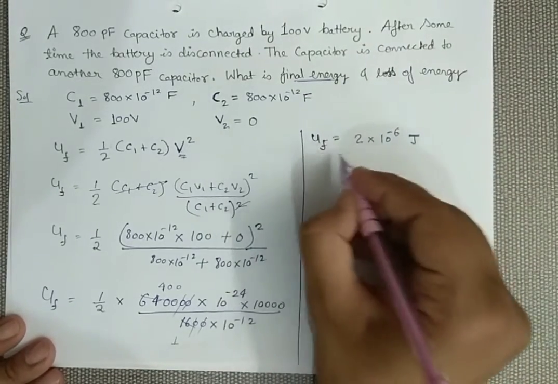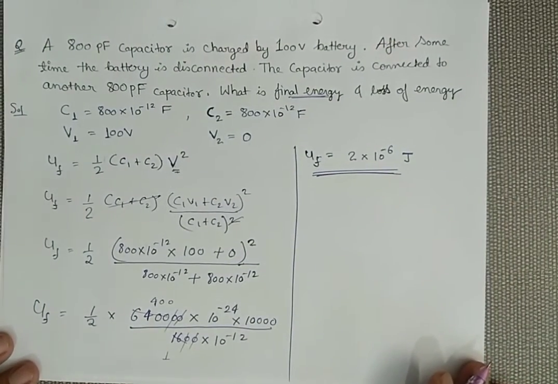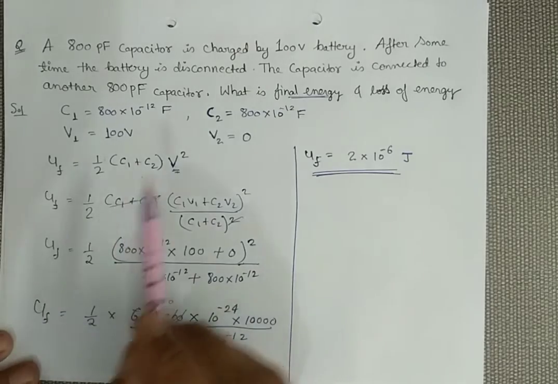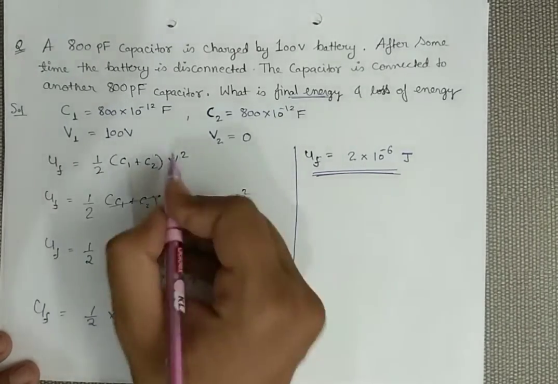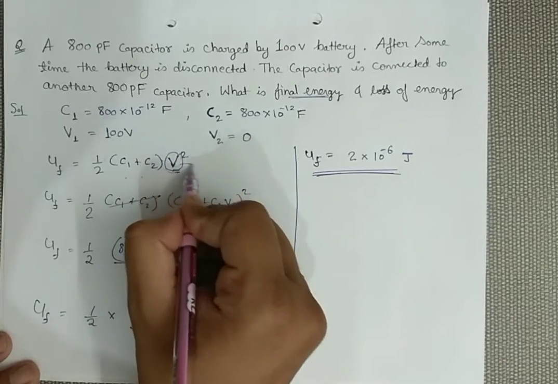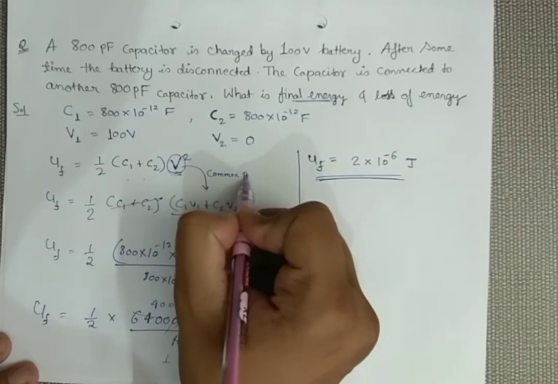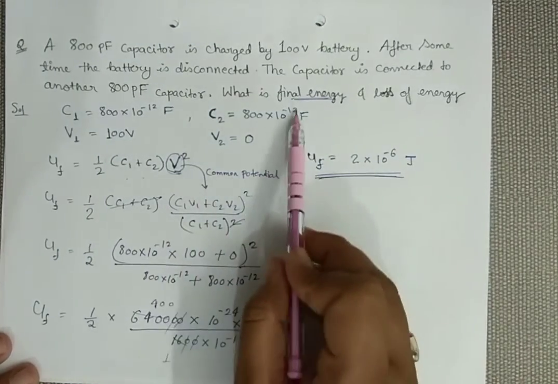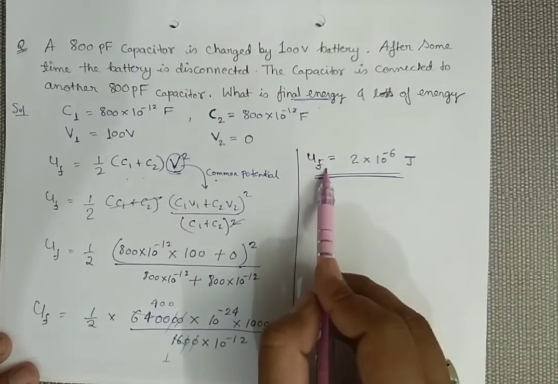We are calculating the energy, so the final energy is this much, 2 into 10 to the power minus 6 joule. I have just used the formula for the final energy, and remember, to calculate the final energy you will always need this common potential. So just try to calculate the common potential also. To calculate the final energy, we need to first calculate the common potential. Here is your final energy.